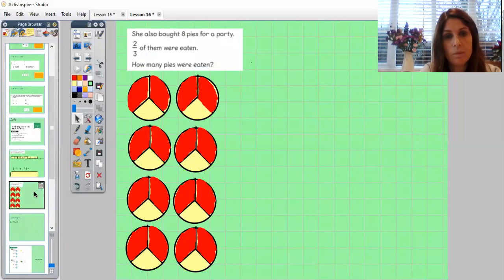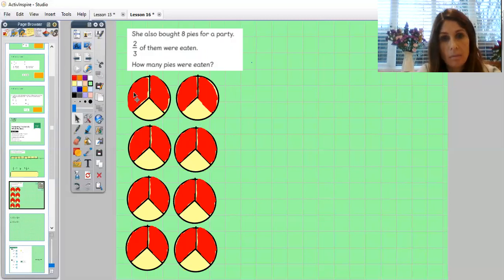Let's have a look at the second part of the In Focus question then. It says she also bought 8 pies for a party. 2/3 of them were eaten. How many pies were eaten? So I've drawn here my 8 pies, and on each of them, only 2/3 were eaten, which I think is a bit wasteful, really, don't you? I think we should have said to people, can you finish off a pie before you move on to the next one? But hey, that's just me, maybe.